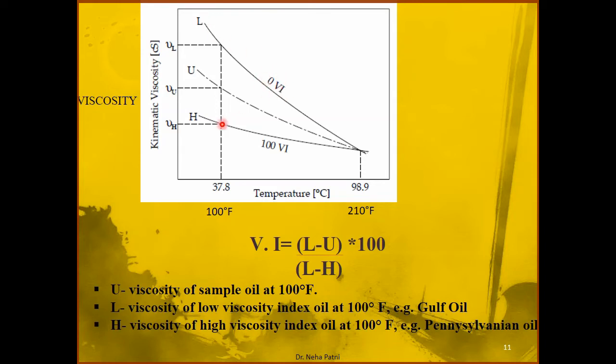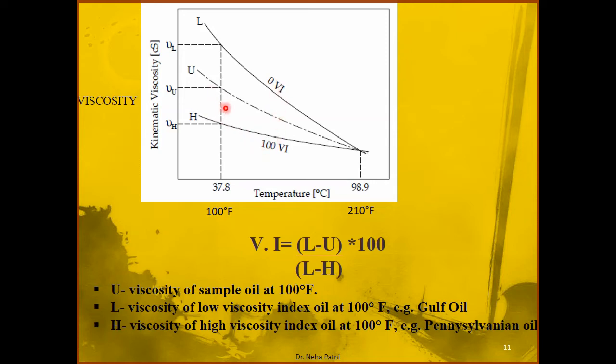And at the same time, if you go for another sample which is showing the best behavior, like very little variation in viscosity, you will say that it is high viscosity index oil, it is a high quality oil, and you can give it marks 100. Now, 0 to 100 you can give as the two ranges.